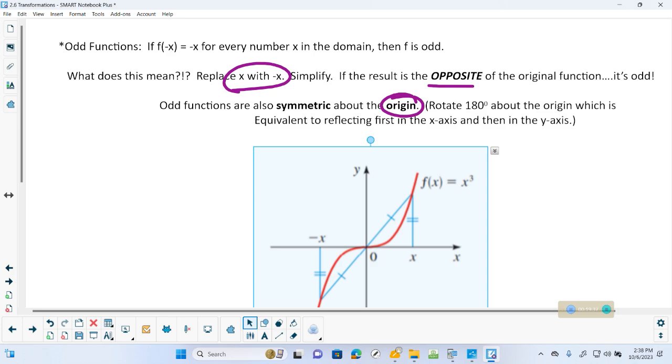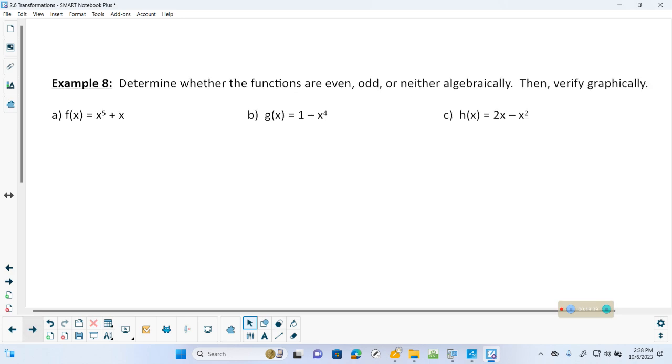I've actually had kids rotate their graphing calculators on their desk to see the graph to do it. I don't care how you do it, as long as you can figure out whether it's even or whether it's odd. So I'm going to do these, of course, algebraically, and then we'll just take a look at a couple of them on our calculator. So they all start the same. Replace x with a negative x.